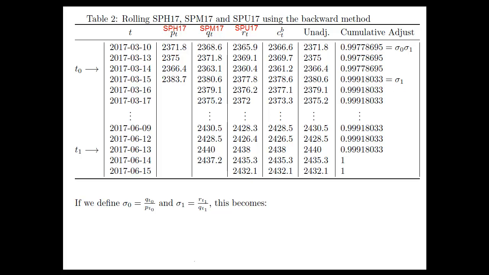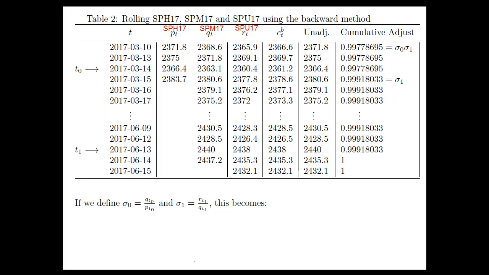We can see that if we do that, at T0 the unadjusted close was 2366.4. If we multiply this by the cumulative value of 0.99778695, we do indeed get 2361.2. Now it's a simple case of rinse and repeat, as the algorithm is clearly defined and programmable either in code or by manual design in a spreadsheet.